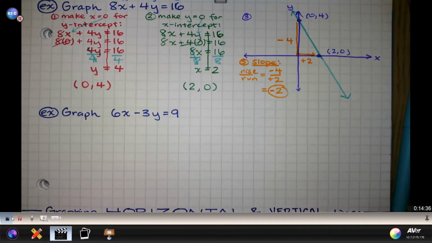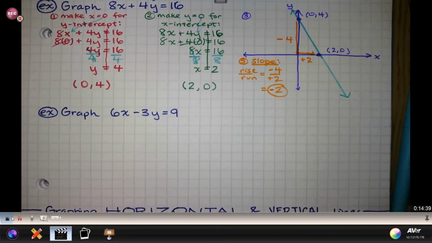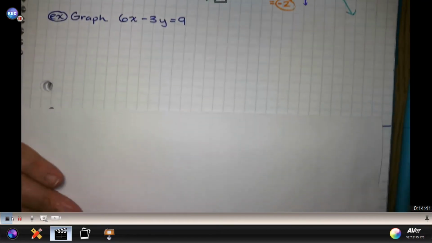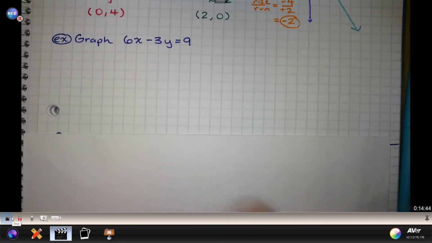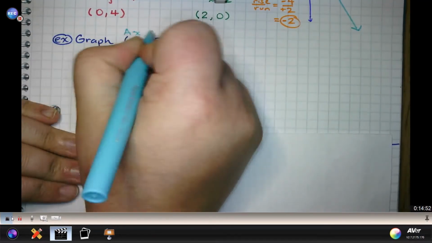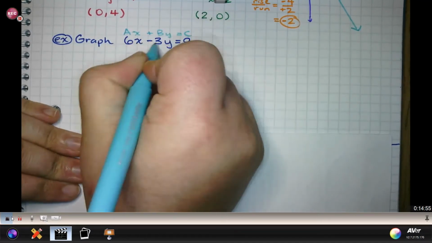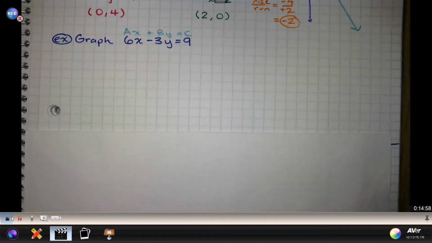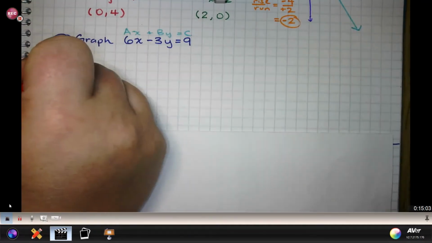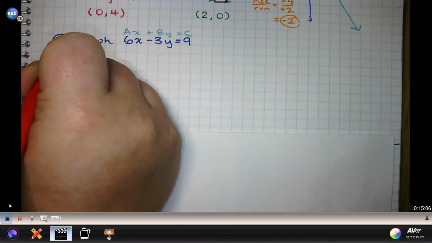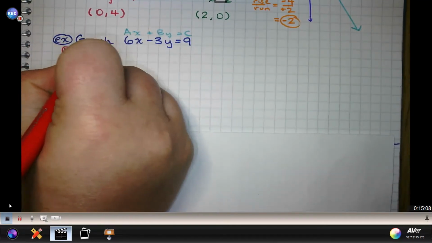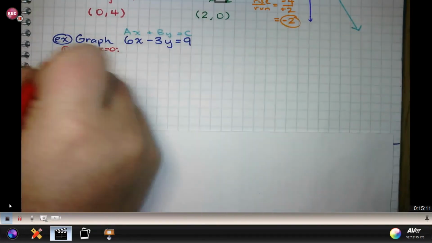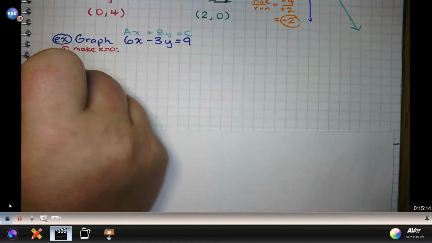Okay, now we're going to do one with a negative in it. So now we have to graph 6x minus 3y equals 9. And again, this is in the form ax plus by equals c. The difference is that the b is a negative number, which made that a minus. Okay, same thing though. So this time I'm going to do more shorthand. So I'm just going to say make x equals 0. Okay, we'll just go a little faster. So that's so we can find the y-intercept.